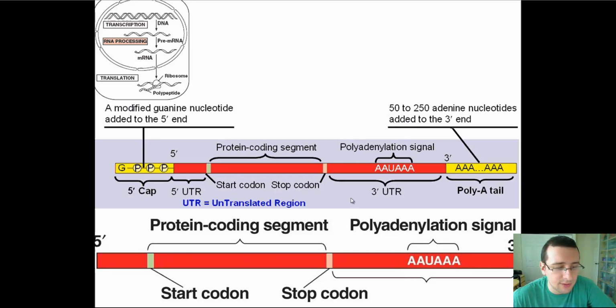By the way, within the downstream junk, you actually have something called a polyadenylation signal, and that's how the cell knows where to add the poly-A tail. It's going to be added a little bit after that signal shows up. And that's what that's for.